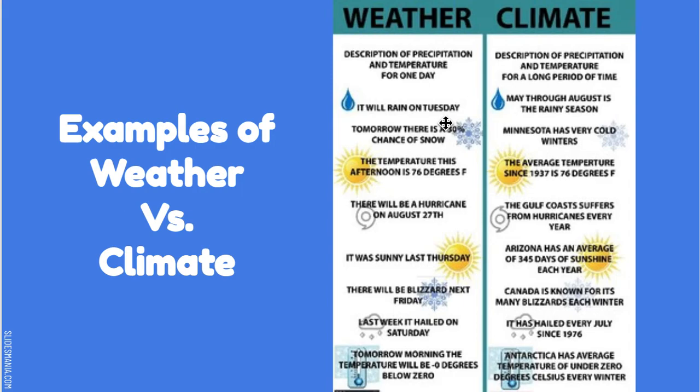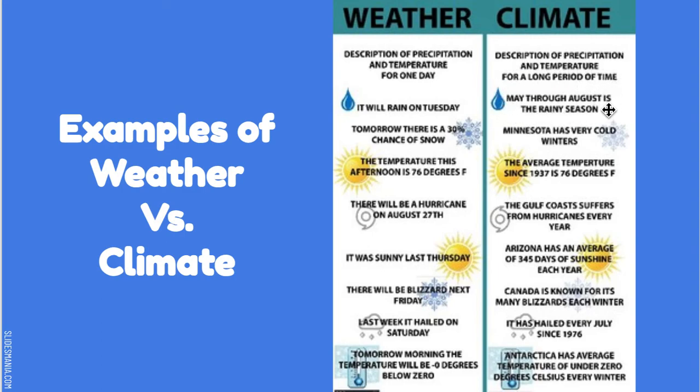Right here, it says it will rain on Tuesday. This is an example of weather. It says that it's going to rain on a specific day. But when it talks about rain, it's not just about weather. It can also be climate. But you can see that the way that they put it is different.